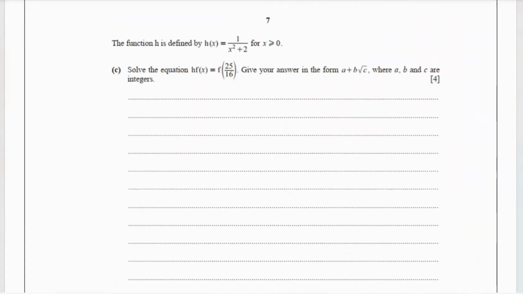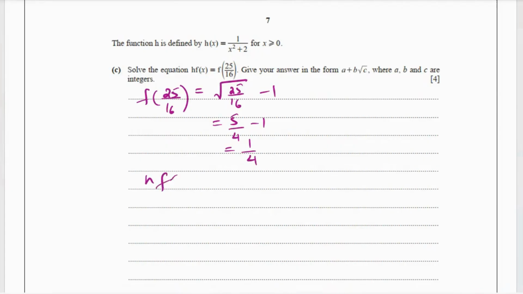Then we have another function, h of x equals 1 over x squared plus 2 for x greater than or equal to 0. Solve the equation h of f of x equals f of 25 over 16, giving the answer in the form a plus b root c, where a, b, and c are integers. So f of 25 over 16 is going to be root of 25 over 16 minus 1, which is 5 over 4 minus 1, and that's 1 over 4.